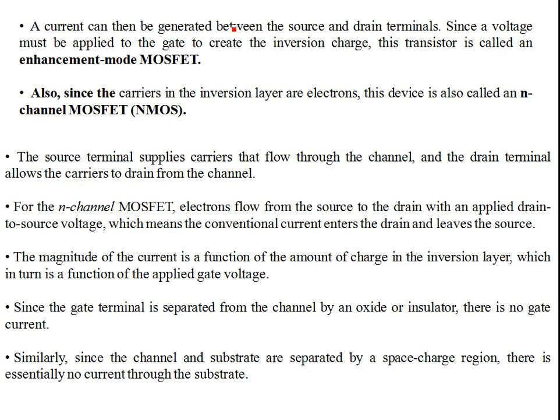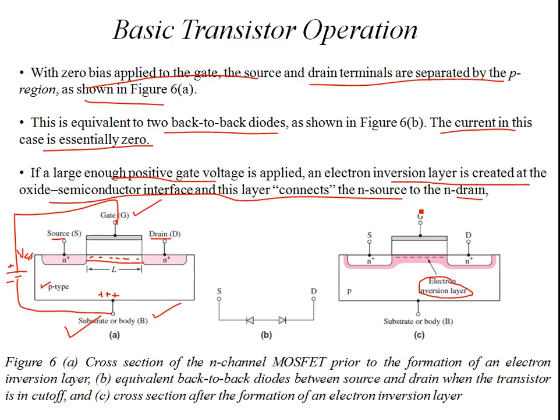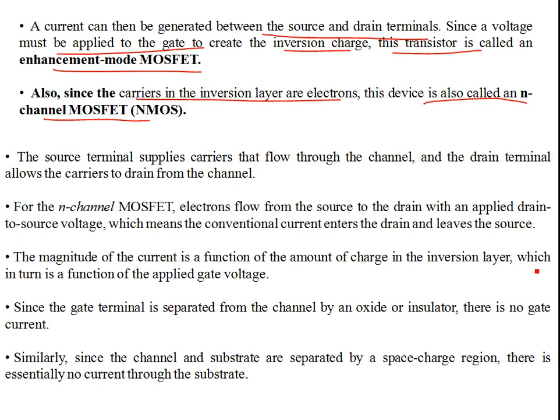The current can be generated between the source and drain terminals since the voltage must be applied to the gate to create the inversion charge. This transistor is called an enhancement MOSFET. Enhancement mode MOSFET means that you need a supply voltage, and this device is also called an N-channel MOSFET because the carriers in the inversion layer are electrons. So you see over here you have electrons, negatively charged. So this is NMOS.